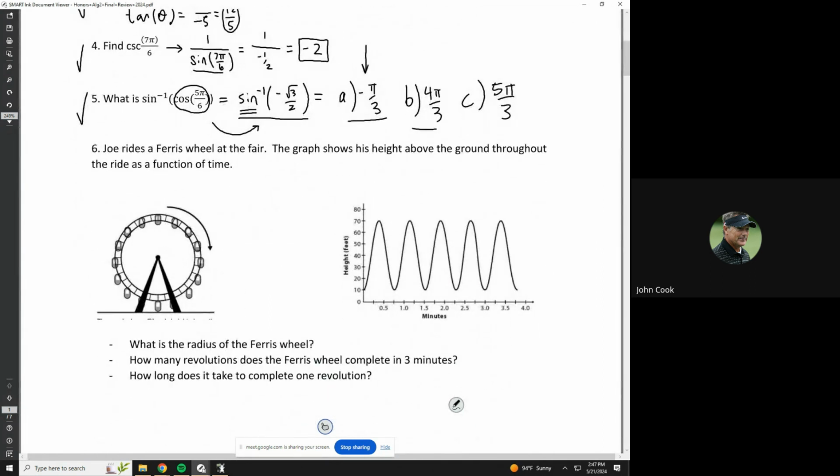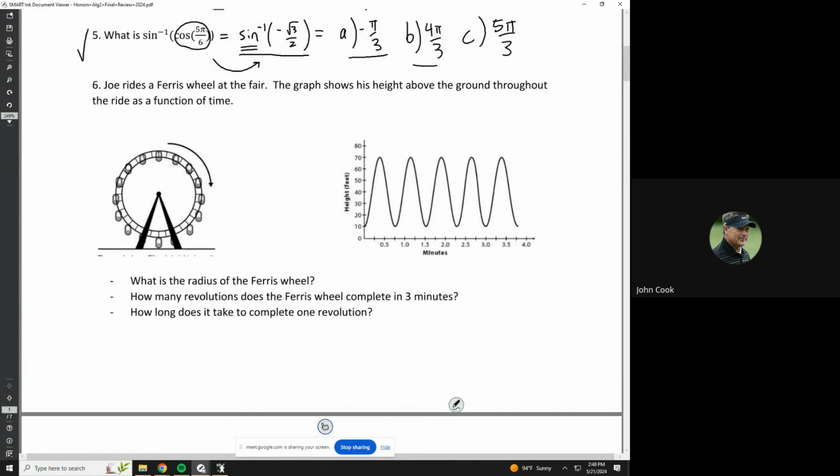Okay, so anyways, that's number 5. Number 6, Joe rides a Ferris wheel at the fair. The graph shows his height above the ground throughout the ride as a function of time. What is the radius of the Ferris wheel? Well, the Ferris wheel is going to be at a lowest point, and then at a certain point, it's at a highest point, right? So the height is going to be fluctuating. It's going to have a low point and then a high point. So if you can figure out the distance between the low point and the high point, if you just divide that by 2, it'll give you the radius, okay?